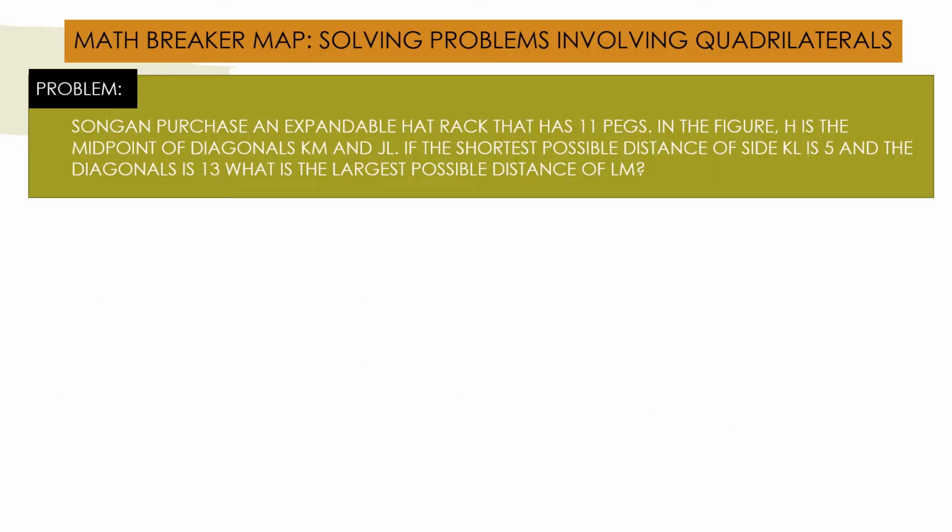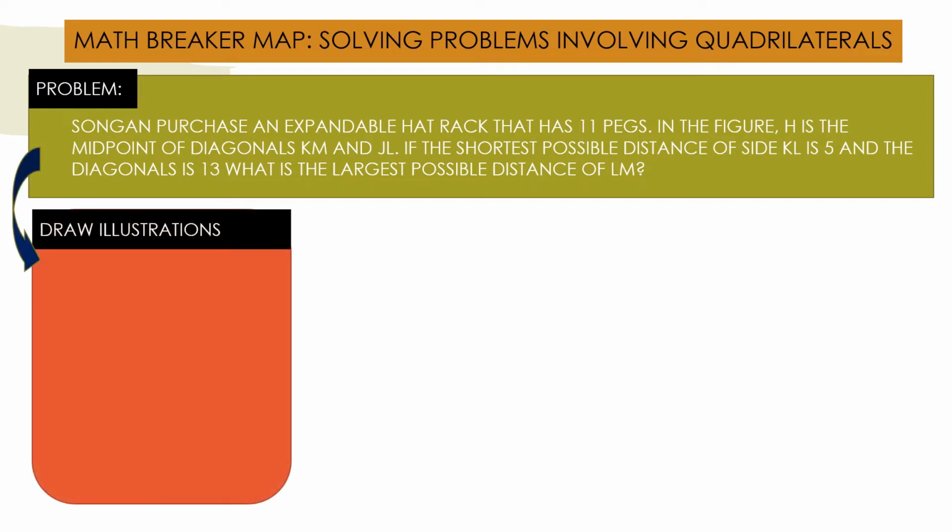Let us solve the given problem by using a math breaker map. As an initial step, we need to have first our illustration. So based on the given, we will be using the rectangle. The expandable rack is in the form of a rectangle. The smallest possible width will be 5. So for KL, that is 5. And the diagonal is 13. So, the measure of the diagonal here is 13 units.